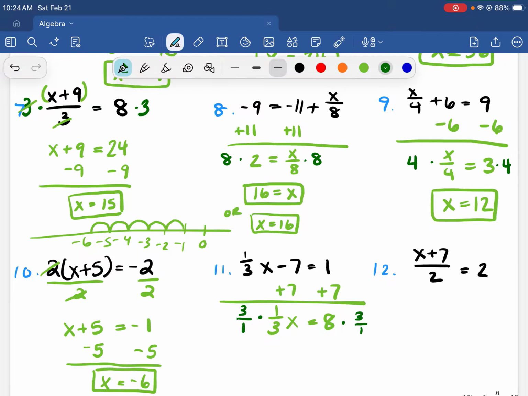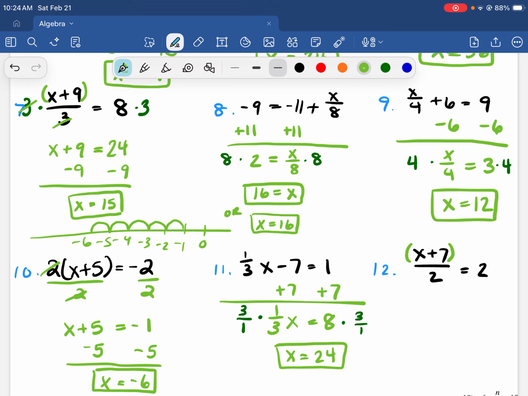And the last one here, x plus 7 is all on top, so we have these invisible set of parentheses here. I want to make sure that x plus 7 stays together for now. So there's no adding or subtracting away that we can do yet because the plus 7 is in the numerator. It's on top of the 2, just like x is. So we cannot add or subtract away yet.